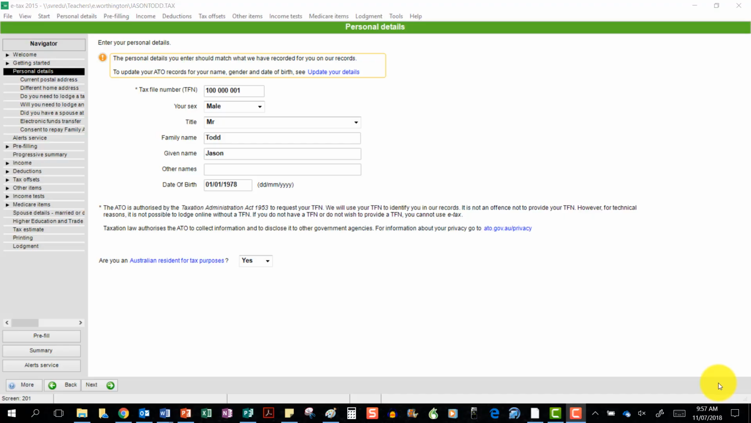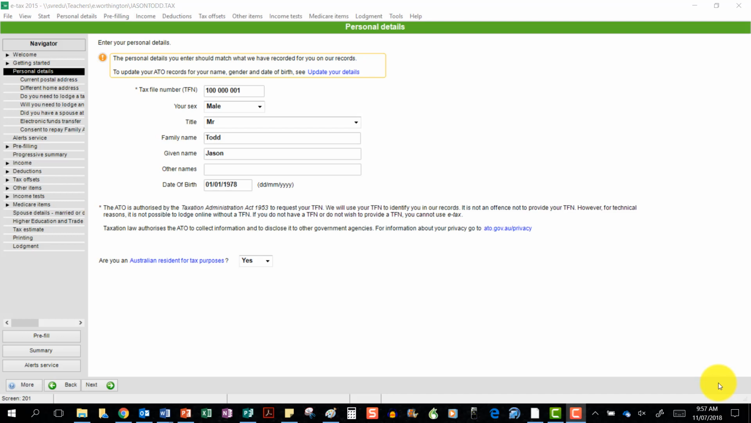Okay, this is just a recap of how to enter the data into your etax for the assignment. So you're starting off on the first page, which is personal details. You've got your tax file number, which was entered earlier, which is on the assignment sheet. So make sure you enter the right number because you get marks for actually entering all of the data correctly.